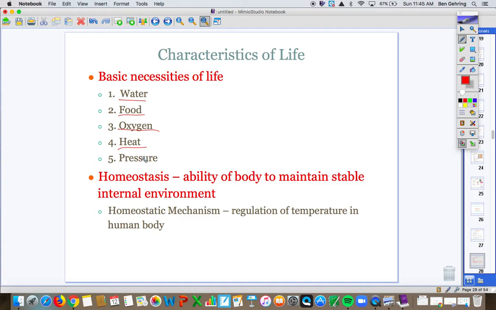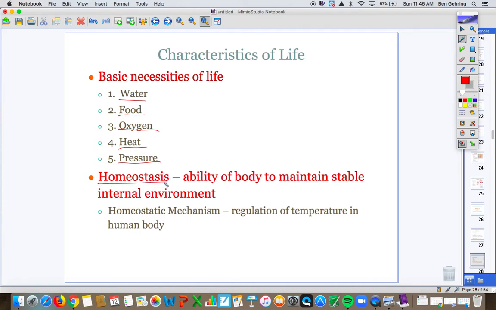Heat is part of the homeostasis. And pressure is important as well for us to be alive. This is one of the reasons space is rather difficult and astronauts must keep on their spacesuits. And when you travel airplane-wise, we have pressurized cabins because pressure is important to us.